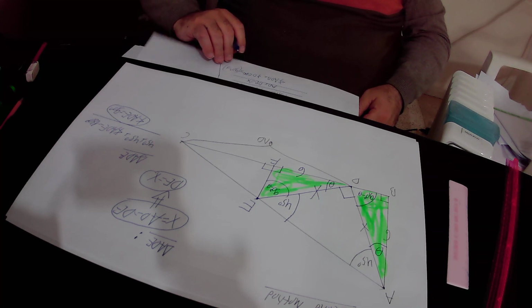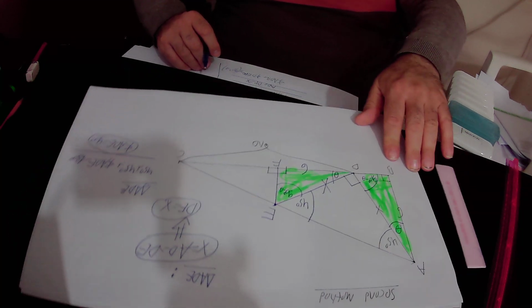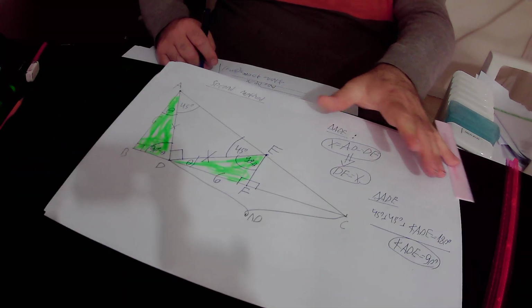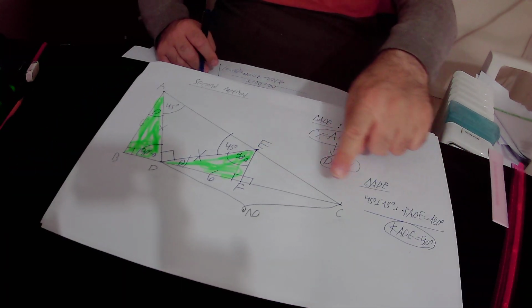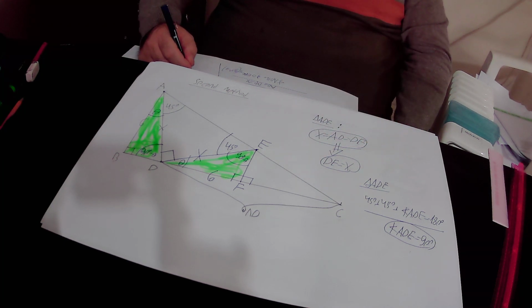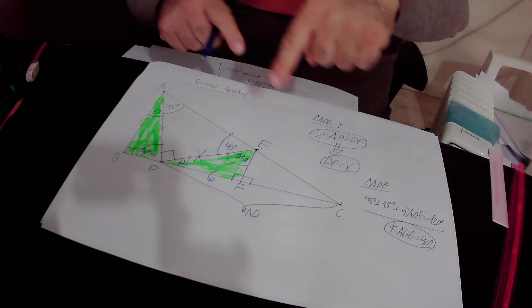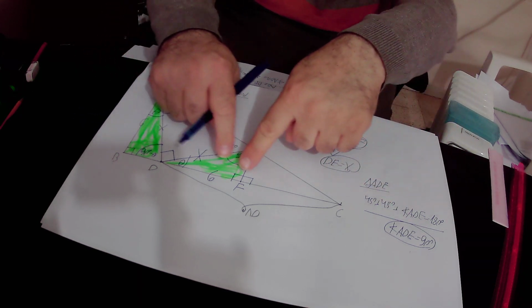So here we found out that DF equals 6 units, and what is the value of line segment FC? It is very easy to see from the drawing that FC equals DC minus DF.